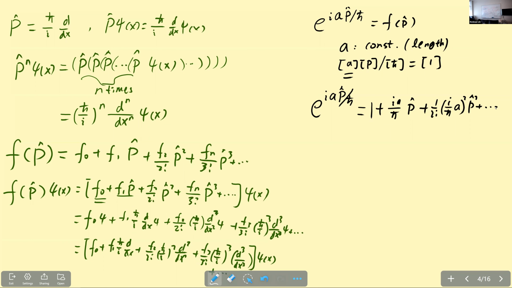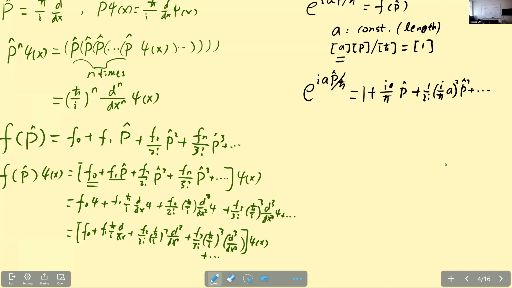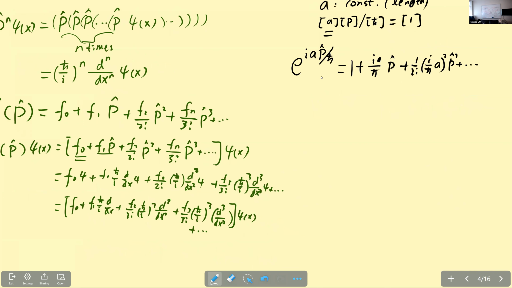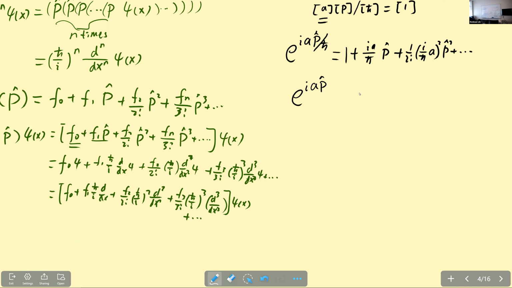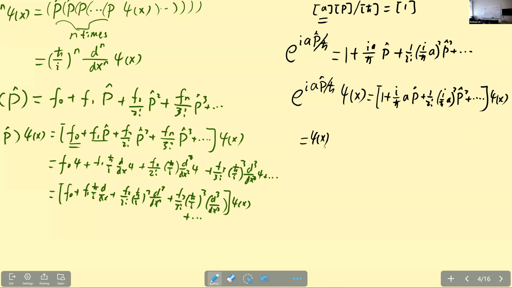And let's see if we apply this one to a wave function, see what will happen, okay? Let's apply this one to a wave function. See what's the result. By definition, this should equal to 1 plus i over h bar times A and then P, plus 1 over 2 factorial i over h bar and A squared and P squared, and plus higher order terms. Okay, all of these terms acting on psi of x, right? We can just do this one by one. So the first one will be just psi of x because it's 1 times psi of x.